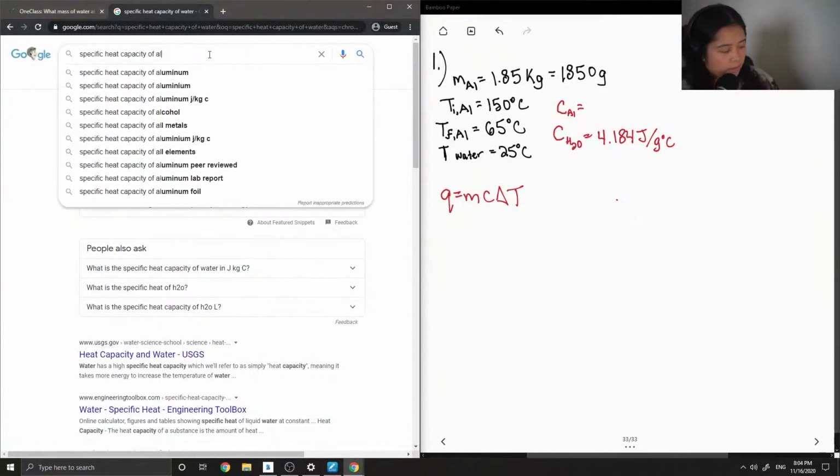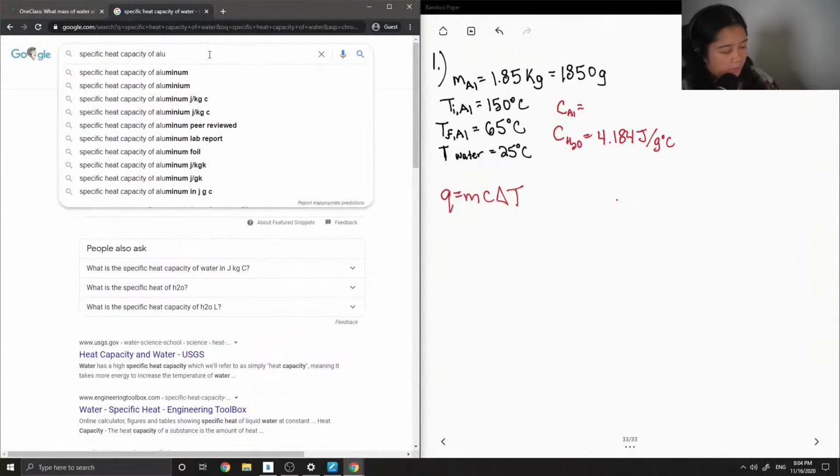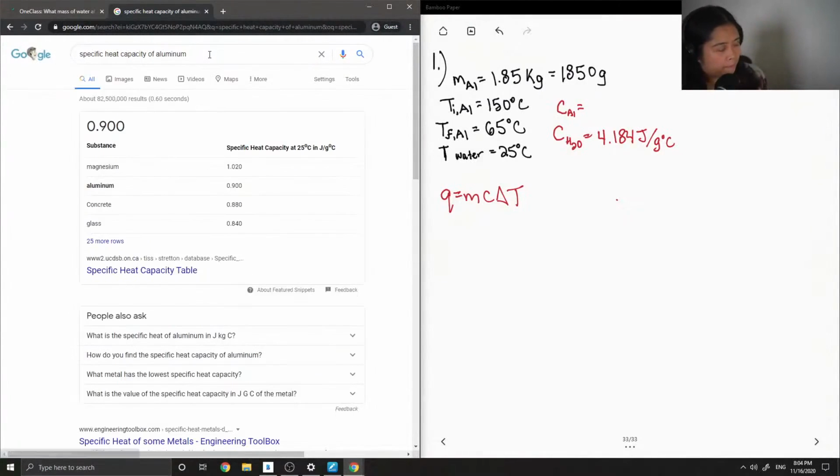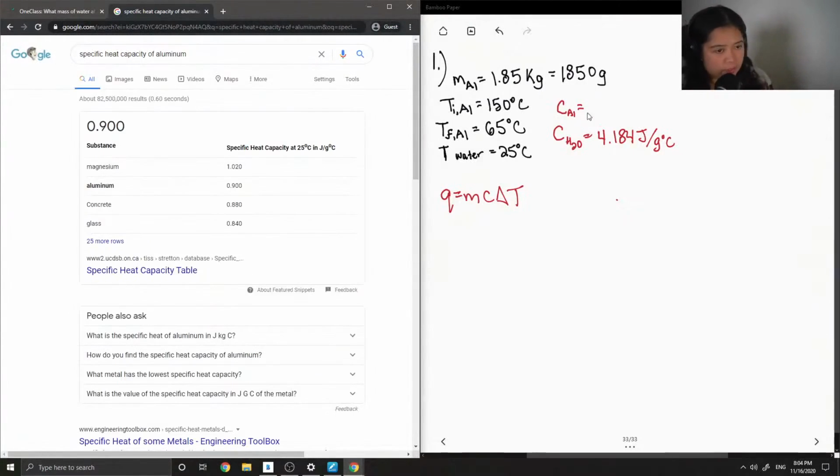Now let's look up the heat capacity of aluminum. The specific heat capacity of aluminum is 0.900, and it has the same units, joules per gram times degrees Celsius.